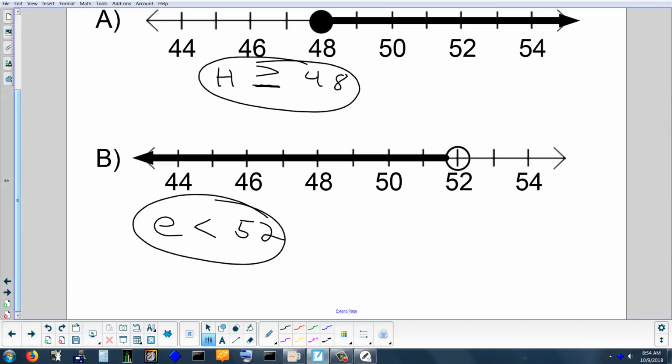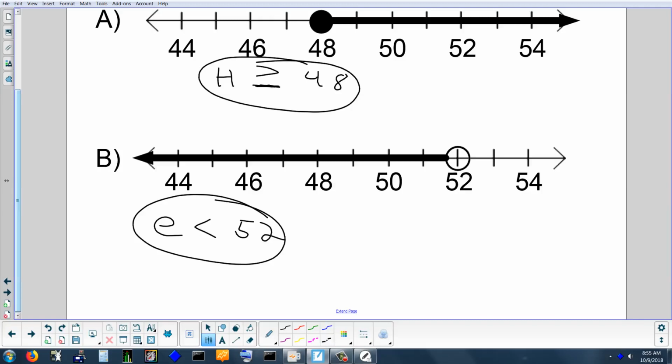So what numbers are solutions to this problem? How would you describe all the numbers you're allowed to use for E? Any number less than 52. Exactly, any number below 52. Can you use 52? Does it say we can equal 52? No. It says E is less than 52.